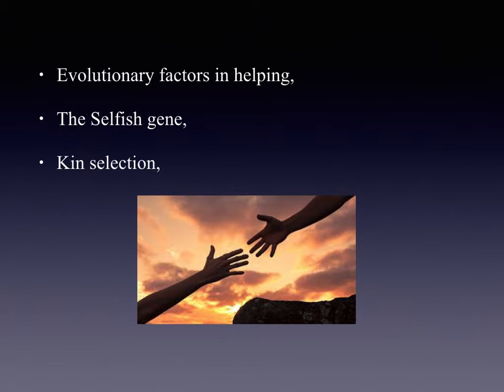The following topics are found in the chapter Helping Others, and these are evolutionary factors in helping, the selfish gene, and kin selection. The selfish gene comes from an evolutionary perspective, and it does not refer to the survival of the fittest, but the survival of the individual genes. Kin selection is the preferential helping of genetic relatives, which results in greater likelihood that genes held in common will survive.